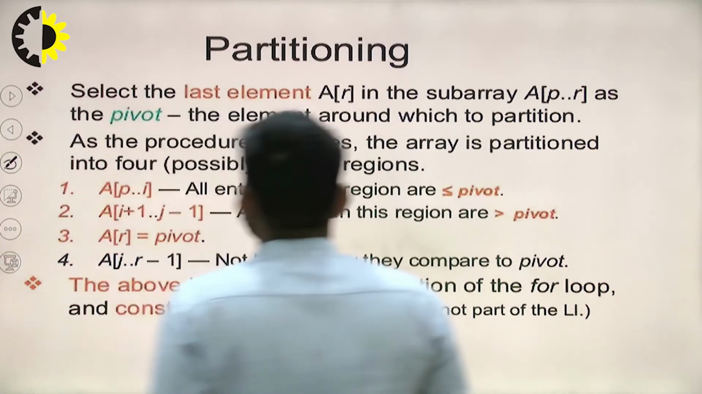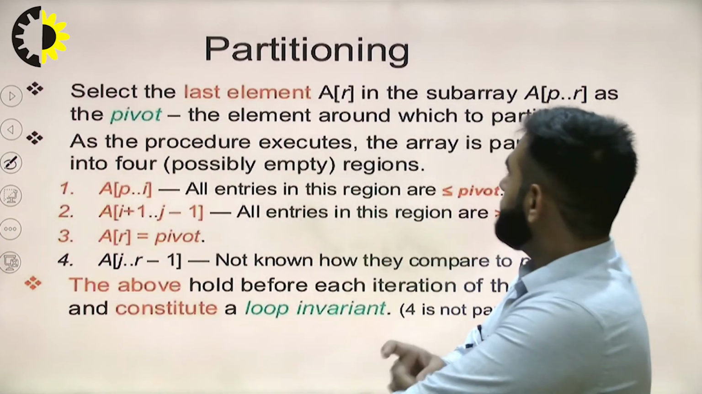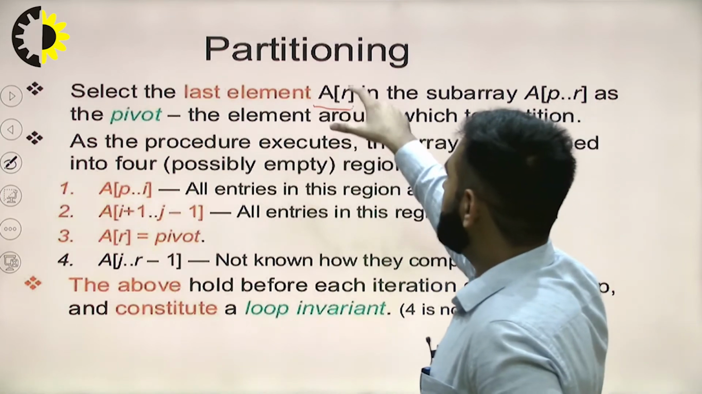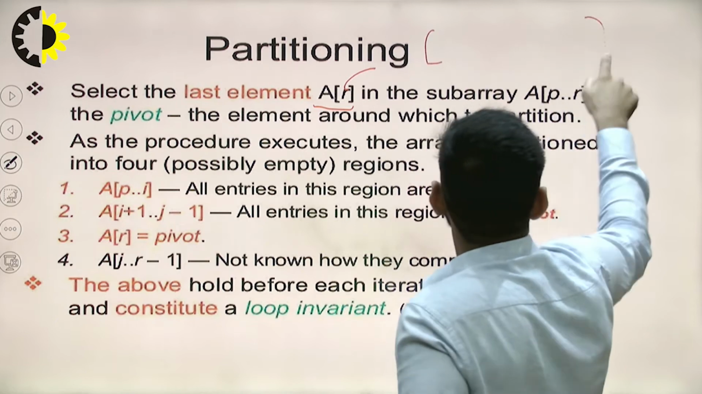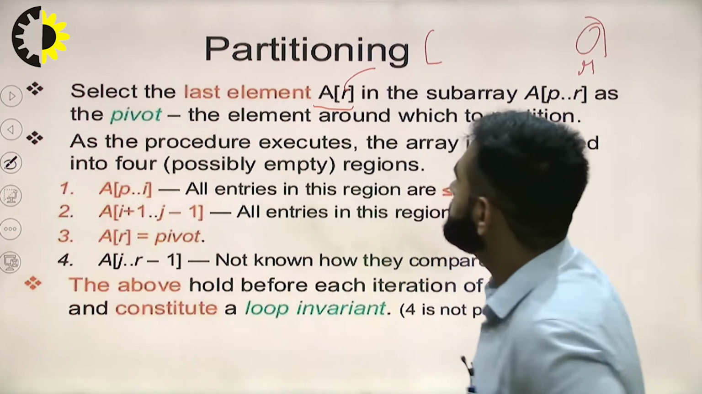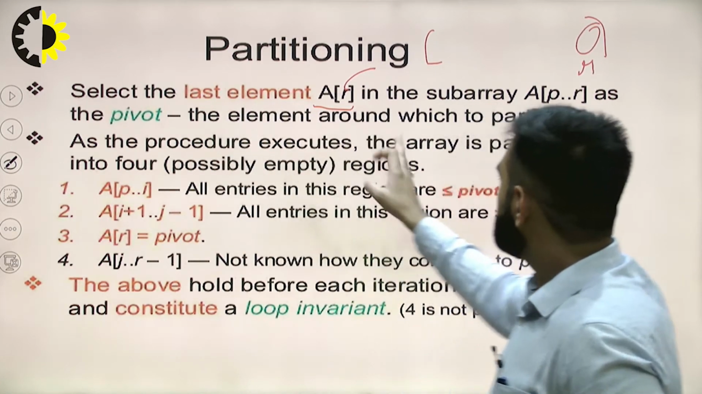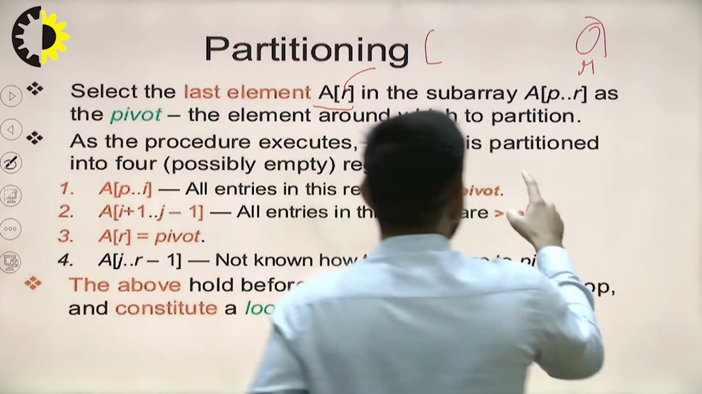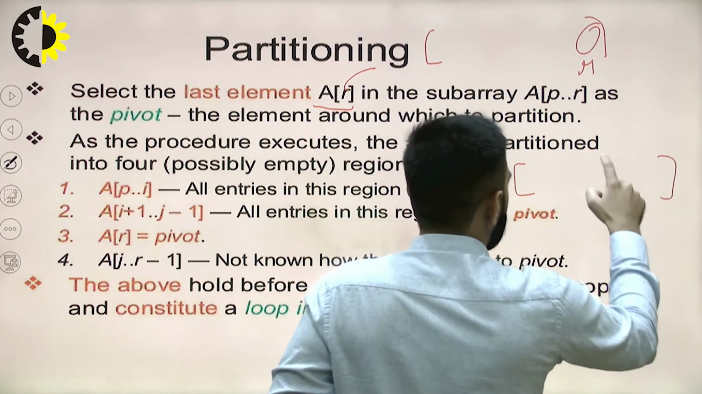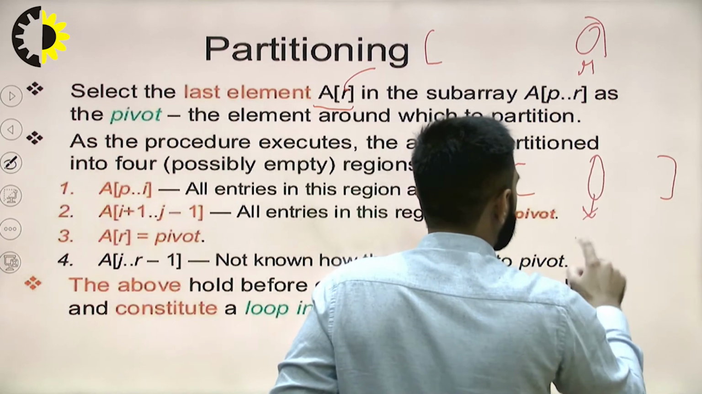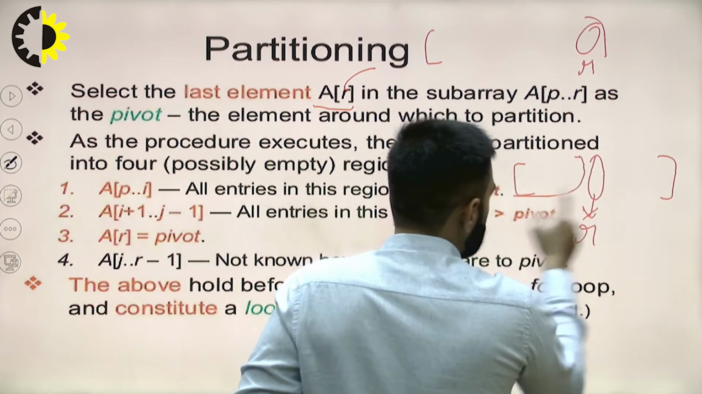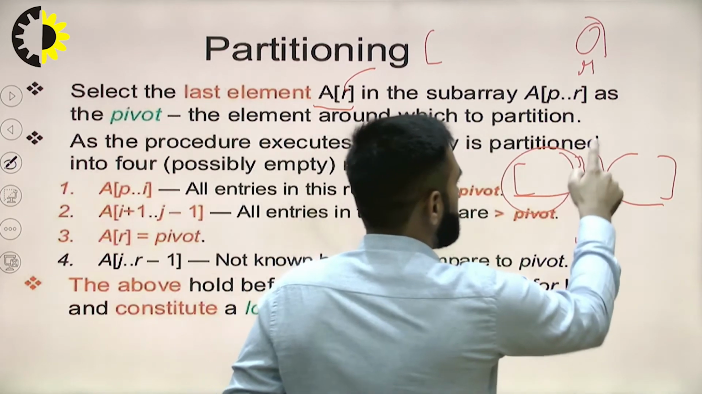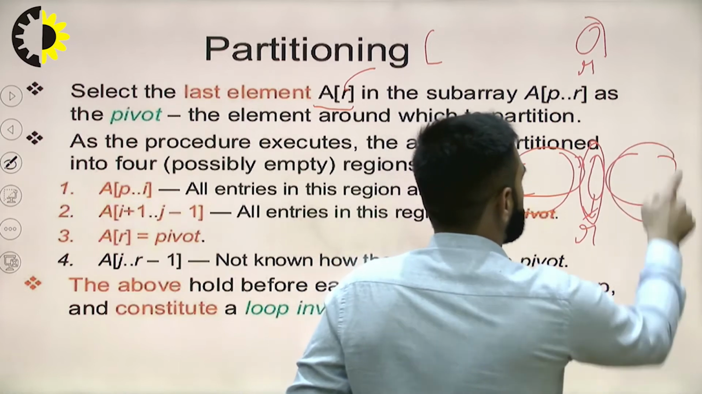Now, we select the last element A[r] in the subarray as the pivot. I have selected A[r], which is the last value in the array. As the procedure executes, the array is partitioned somewhere into three possible ways. Which ones are they? Somewhere here: one partition, second the pivot itself, and the third partition.